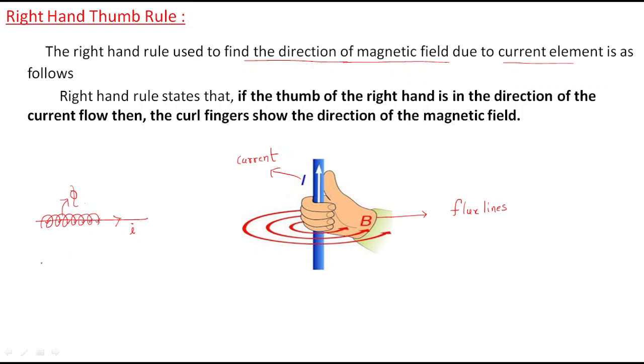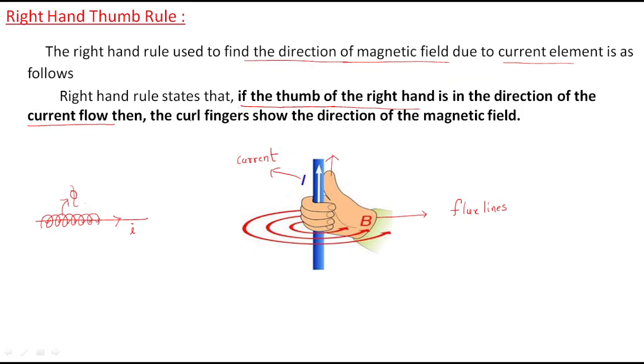That's why in an inductor, current is always stored in the form of a magnetic field. So the inductor is related to current and the magnetic field, right? Here the right hand thumb rule states that if the thumb of the right hand points in the direction of the current flow, look here, this thumb is the direction of the current flow.